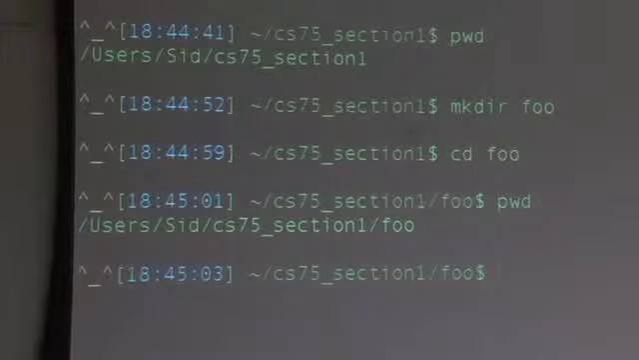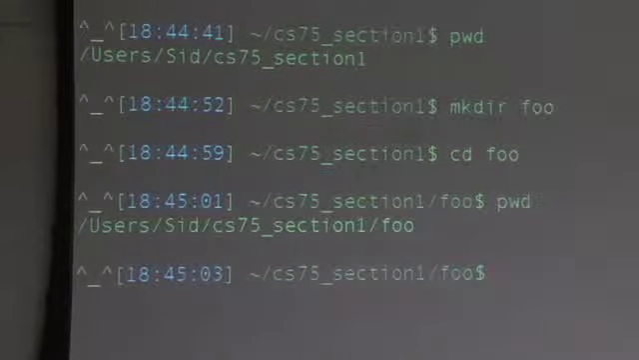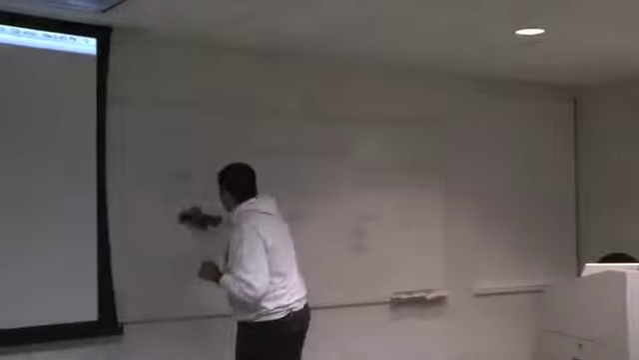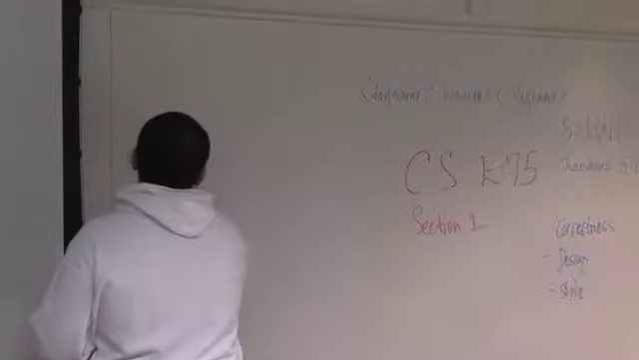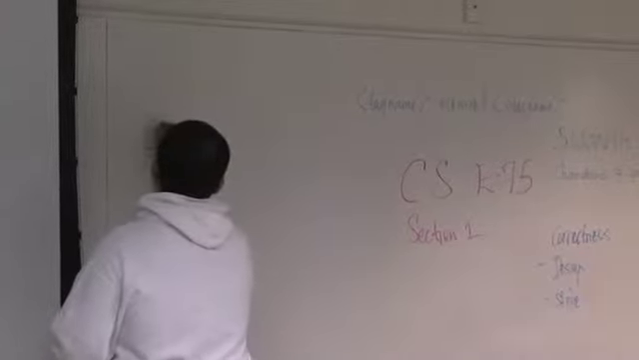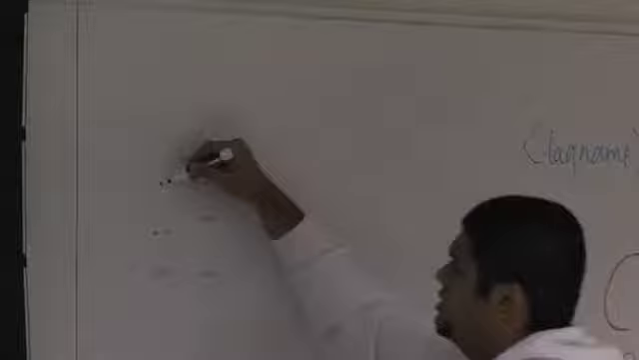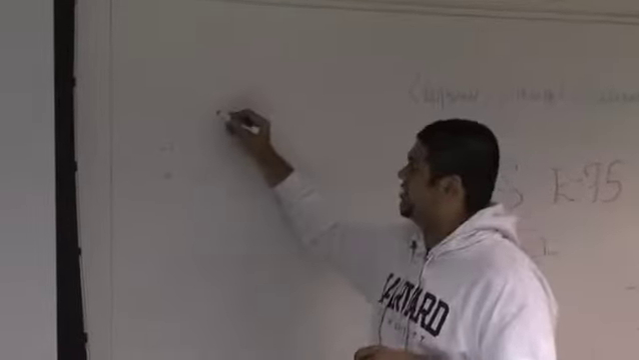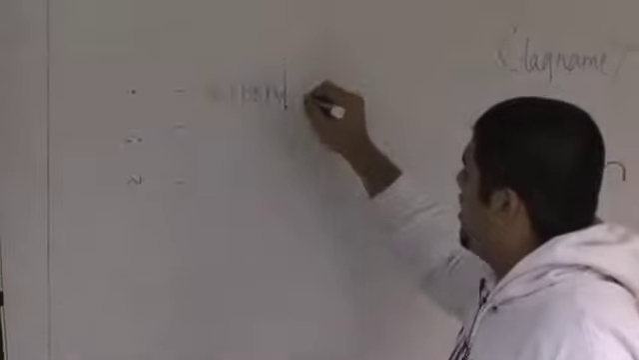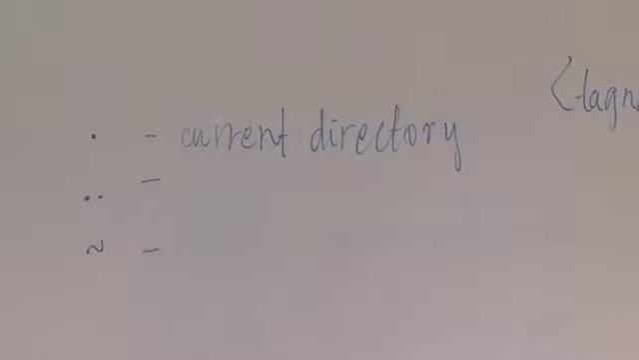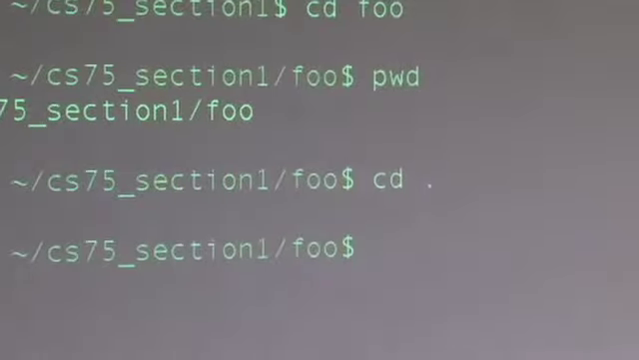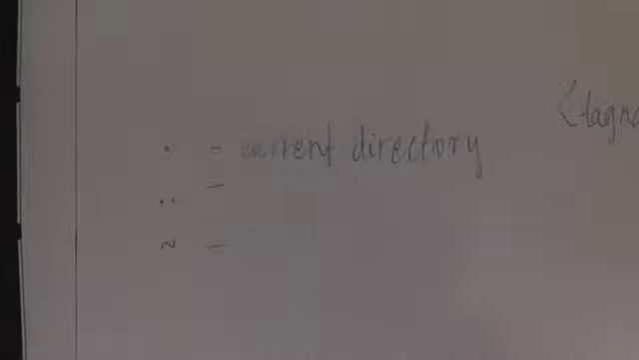So there are four sort of arguments. Let's do three actually. So dot always stands for the current directory. So in any directory, if you type cd dot, it stays in the same directory. So this refers to the same directory. So you're basically saying change directory to the current directory, so it does not move.